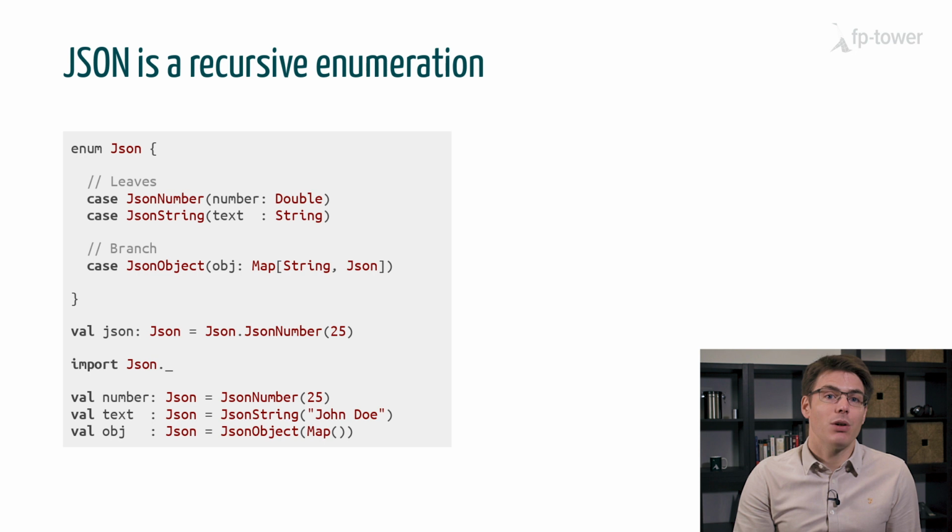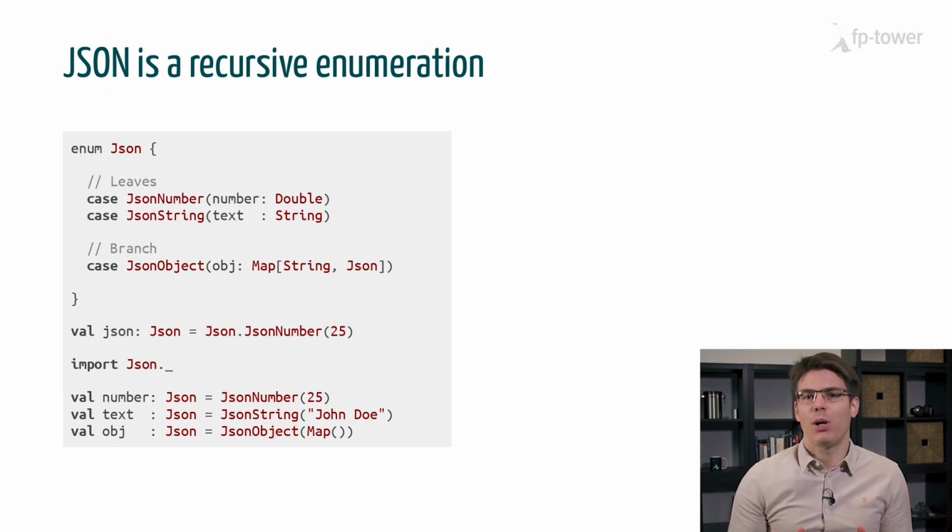Now with this encoding, we can create JSON values using json.JsonNumber, or we can import json._, so that we get all three constructors in scope. Actually, I did mislead you a little, because this syntax for an enumeration is only available in Scala 3. If you're using Scala 2, as we are for this course, we'll need to write a more verbose solution.